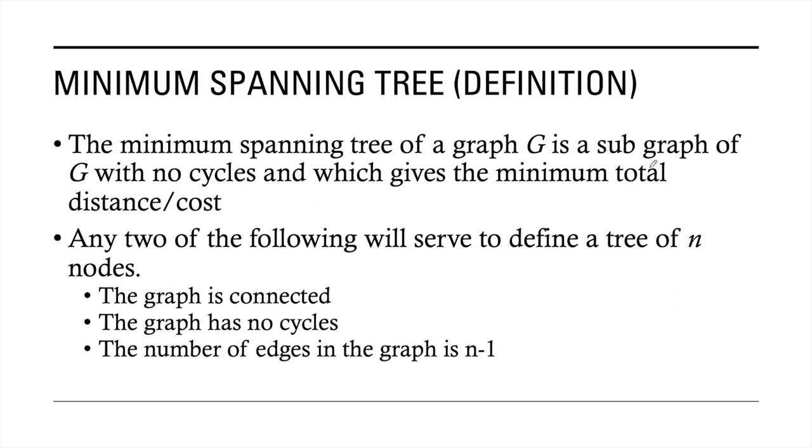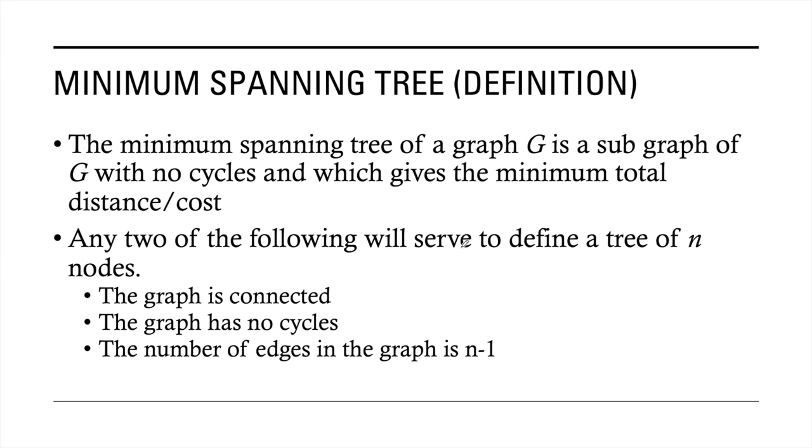Okay? And how do you look for this minimum spanning tree? The minimum gives away the how. No? The minimum tells us we need to look for the tree. So remember, it should be connected and there shouldn't be any cycles. And in this case, the total distance or cost should also be minimum.